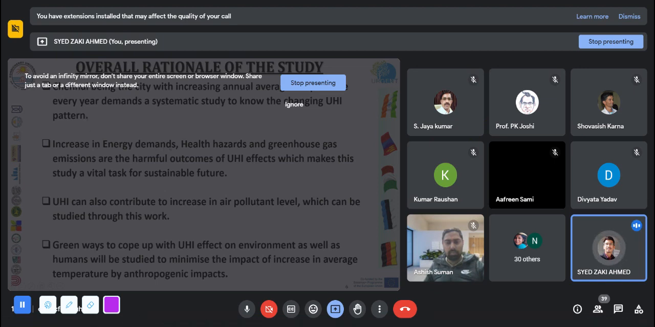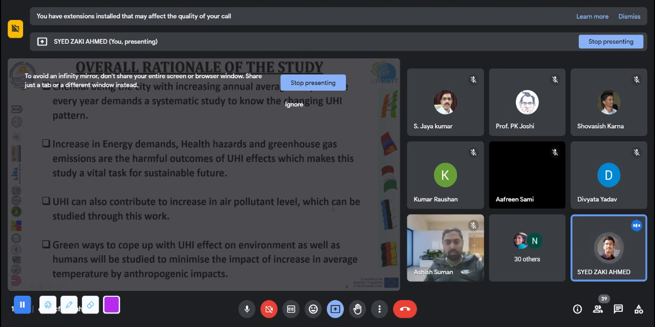Energy demands are increasing because the population increases, factories are coming up, and industries are coming up. The health hazards and greenhouse gas emissions are the harmful outcomes of the urban heat island effect, which makes this study a vital task for a sustainable future. Urban heat island can also contribute to an increase in air pollutant levels.